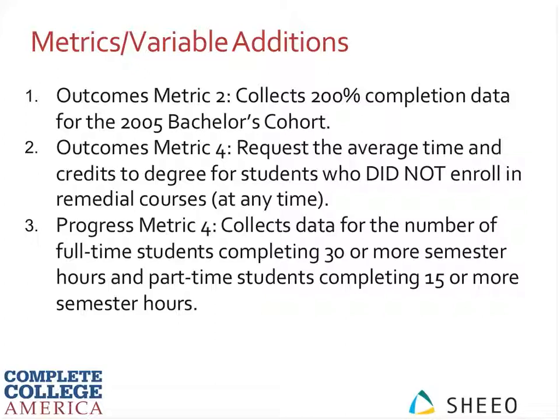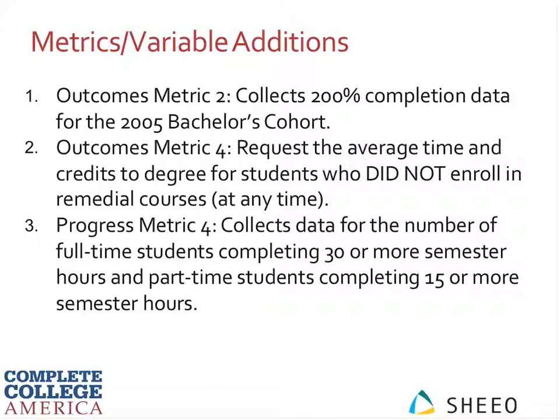Finally, CCA is collecting data for the number of full-time students completing 30 or more semester hours and part-time students completing 50 or more semester hours in progress metric 4. So if you remember progress metric 4, we already collect the total number of full-time students who are completing 24 or more semester hours and part-time students who complete 12 or more semester hours.